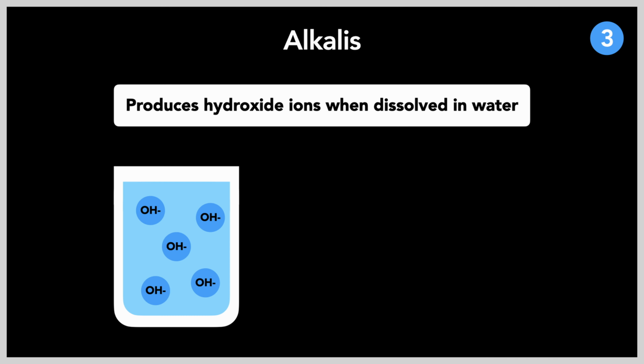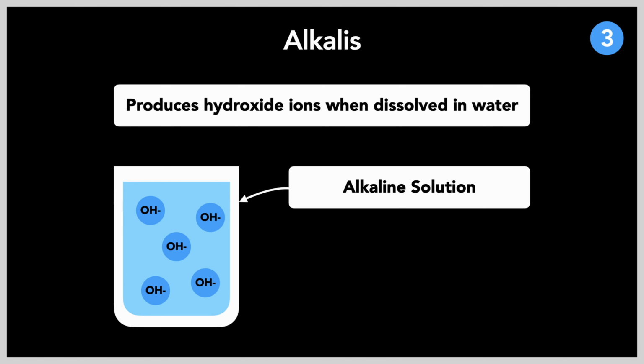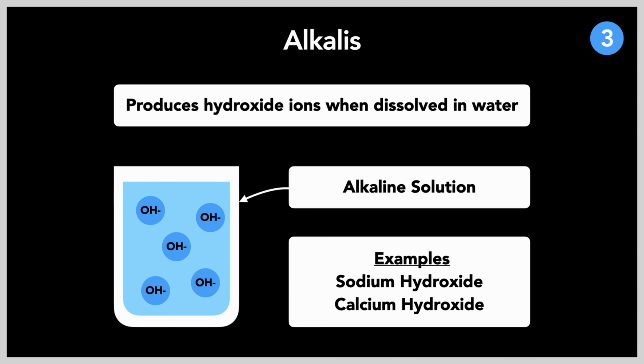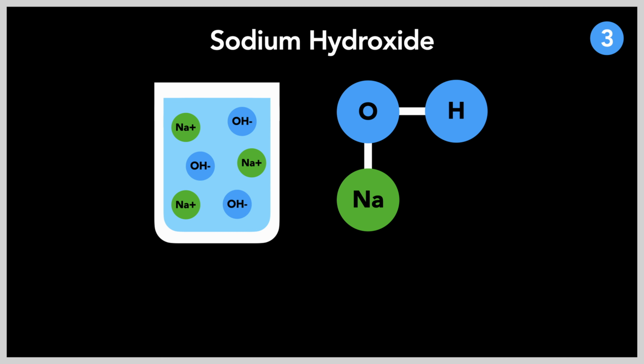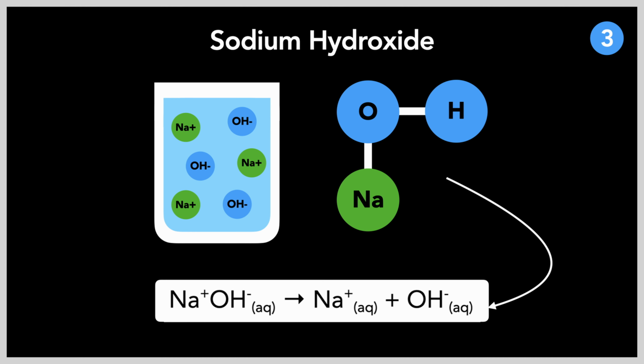Alkalis are similar to acids, as they both produce ions when dissolved in water. But instead of hydrogen ions, alkalis produce hydroxide ions, or OH- ions. These OH- ion prevalent solutions are called alkaline solutions. Alkalis are usually soluble metal hydroxides, for example sodium hydroxide and calcium hydroxide. For example, when sodium hydroxide is dissolved in water, it separates into its base ionic components, hydroxide and sodium ions. OH- ions will always be present in an alkaline ionization.